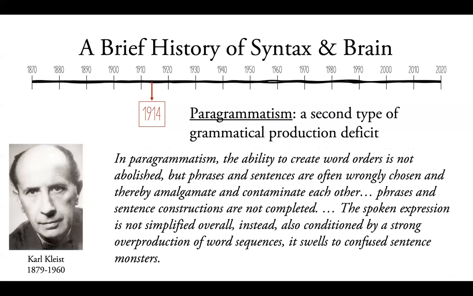Also in 1914, he described a second type of grammatical production disorder, paragrammatism. In paragrammatism, he wrote, the ability to create word orders is not abolished, but phrases and sentences are often wrongly chosen and thereby amalgamate and contaminate each other. Phrases and sentence constructions are not completed. The spoken expression is not simplified overall, instead also conditioned by a strong overproduction of word sequences. It swells to confused sentence monsters.